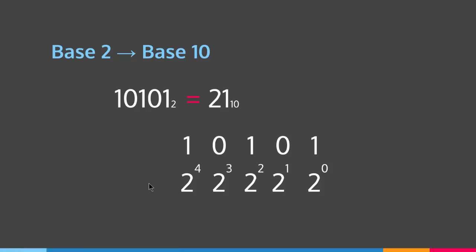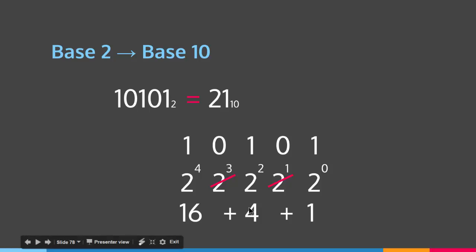And then I'm gonna cross out those 2's that are underneath 0. So I'm gonna cross out these two, this one and this one, since they are underneath 0, and then I'm gonna calculate. Actually, I'm gonna take the sum of all of them. So 2 to the 4 will be 16, plus 2 to the 2, which is 4, plus 2 to the 0, which is 1. So 1 plus 4 equals 5, 5 plus 16 equals 21. And this is exactly what we have. 10101 is equivalent to 21 in base 10.